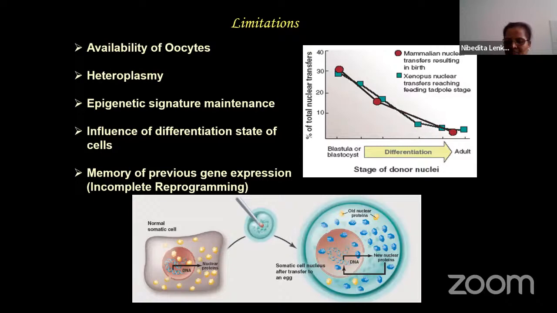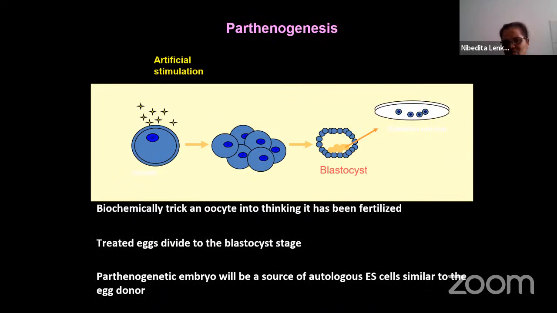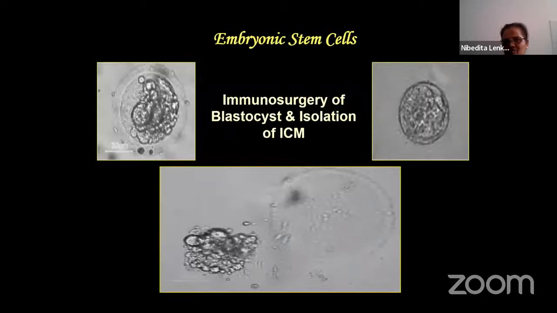Next, Dolly, as I told, is the example of how it has been generated. I will not go deep into this. Then comes parthenogenesis, which is a kind of vegetative propagation. In the same way, in animal species, if you want to create a superior breed, you take that particular animal oocyte, stimulate it mechanically or chemically, and bring it to the blastocyst stage. Then you can implant it, or you can get the ICM cells and develop them into embryonic stem cells. These behave like the embryonic stem cells we get from the ICM cells of a developing embryo.